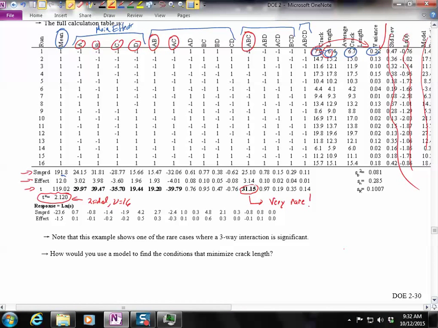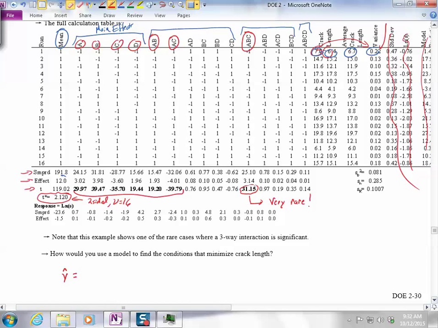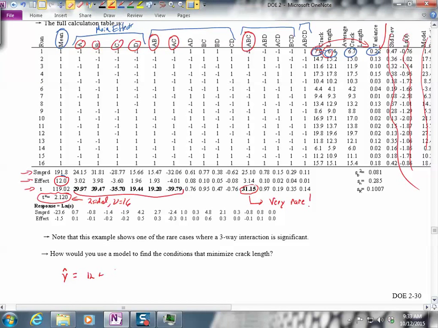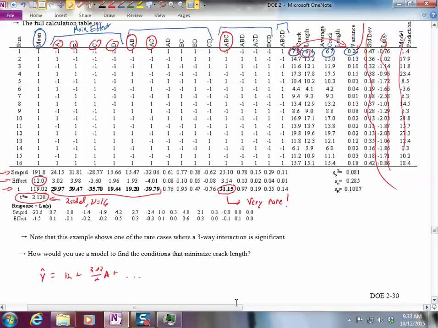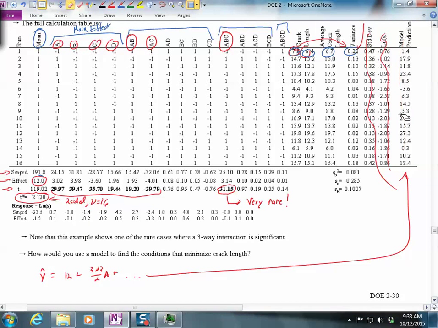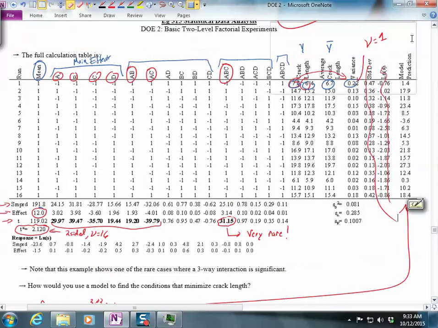So we've got these significant effects, and we want to figure out how do we minimize crack length. To do that, we would want to build a model. So we'd have the mean plus the main effects, where we had A in there, right, instead of X1. And then the two-way interactions and the three-way interactions. And in this case, you can take that model, plug it in here, and that's what I did in this spreadsheet.